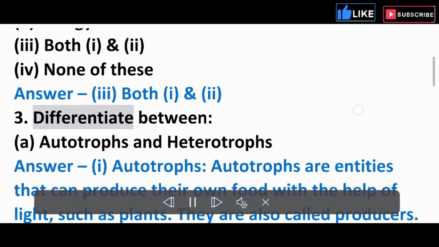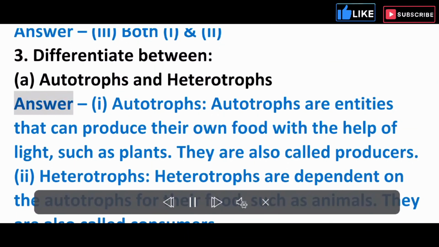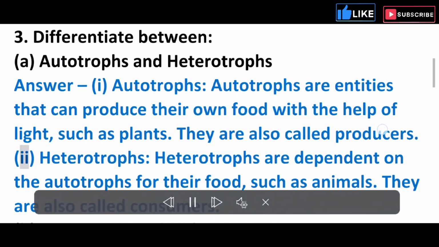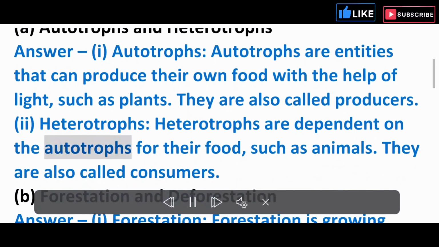3. Differentiate between A. Autotrophs and heterotrophs. Answer. I. Autotrophs. Autotrophs are entities that can produce their own food with the help of light, such as plants. They are also called producers. II. Heterotrophs. Heterotrophs are dependent on the autotrophs for their food, such as animals. They are also called consumers.